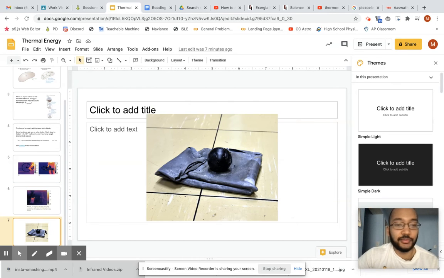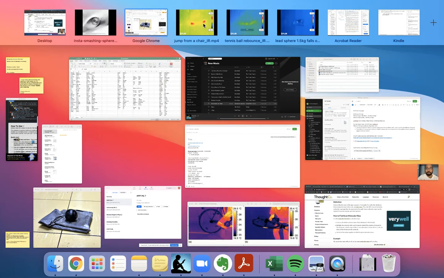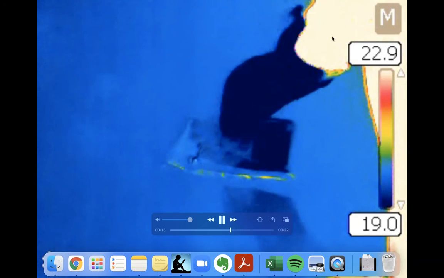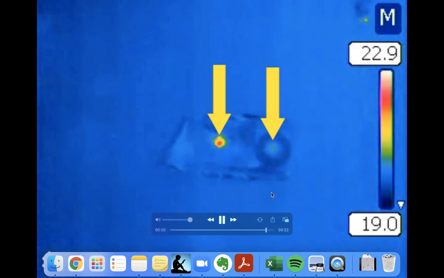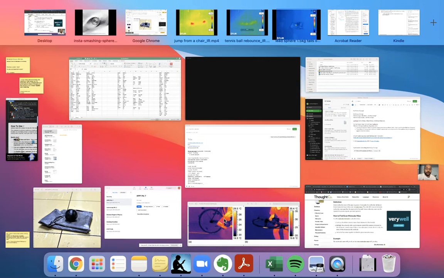Okay, I want to show you some quick videos. Here's a setup. This is a lead sphere, and I want to show you a video where they drop it. Again, this is through the thermal camera. You can see it's a small temperature change, just a few degrees, and it dissipates pretty quickly. But a key thing to recognize is that it's not just on the surface. The sphere itself also heats up.